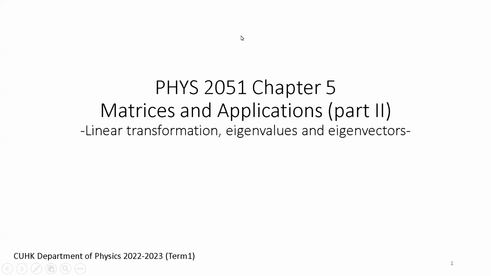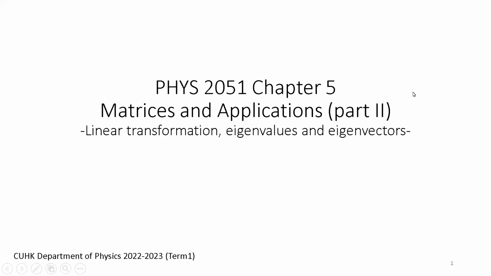Okay, so today we'll get to part 2 of chapter 5. We'll be talking about linear transformation for vectors and also the eigenvalues and eigenvectors for a transformation matrix.